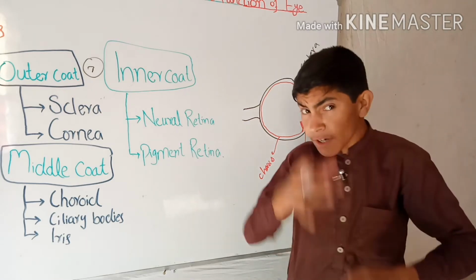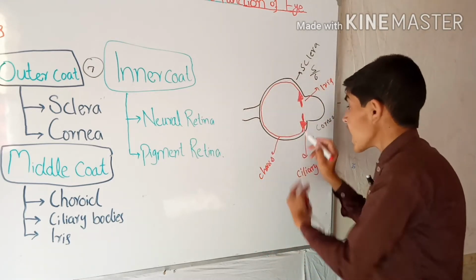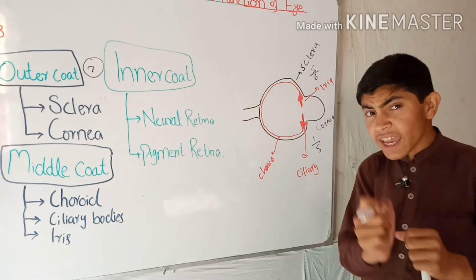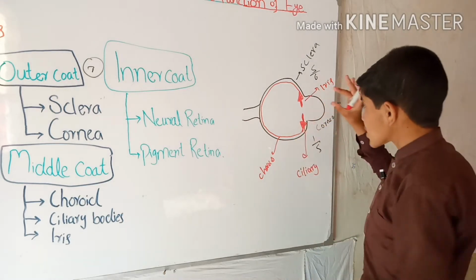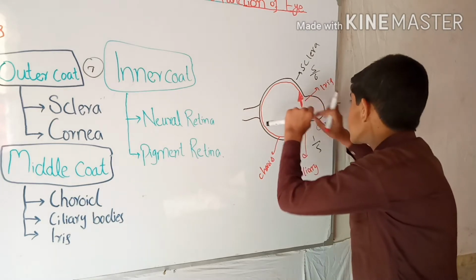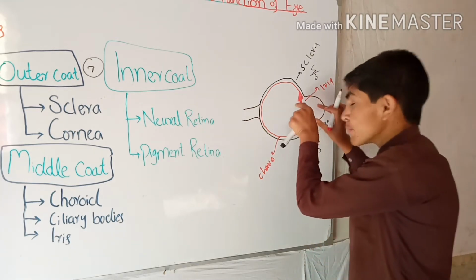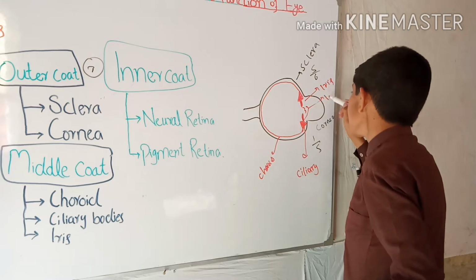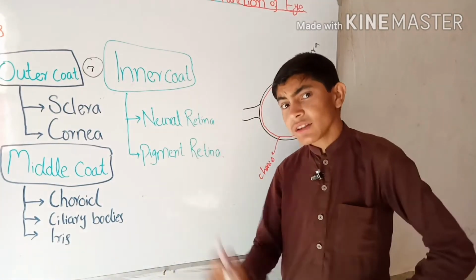So the middle coat, the nourishment-providing coat, consists of three parts: the choroid, which extends from here to here, and then the triangular structure which extends from the choroid, called the ciliary bodies, and then a thin diaphragm-like structure extends from the triangular ciliary bodies towards the center. This diaphragm-like structure we call the iris, and the pore which remains in between the iris, we call the pupil. Okay, so the middle coat consists of choroid, ciliary bodies and iris.